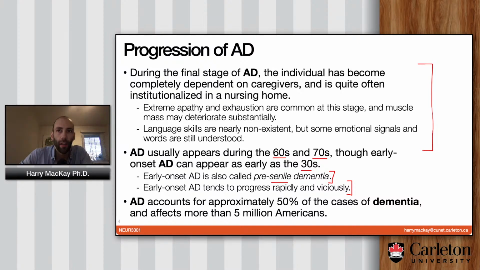And those early onset cases tend to have a much higher genetic contribution than the late onset type. Alzheimer's accounts for about 50% of the cases of dementia, and in the US at least, it affects more than 5 million Americans. So we're sort of justified in focusing on this if we're trying to understand neurodegeneration and dementia, because this is pretty much the most common single type.